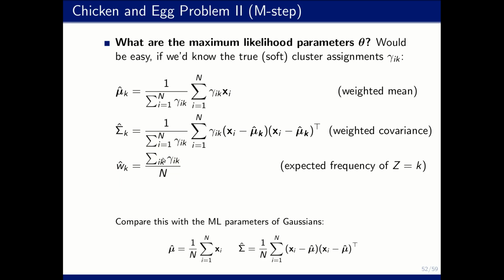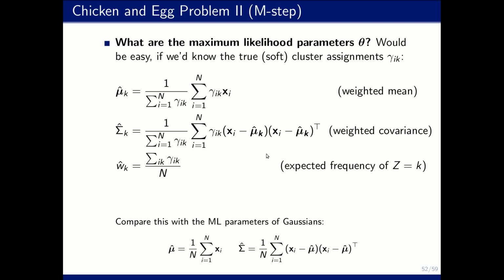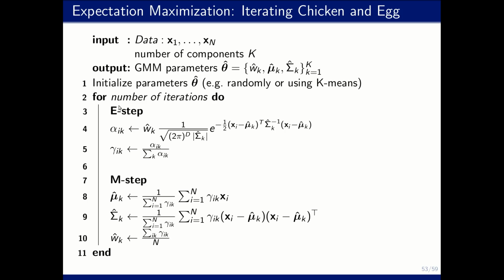Which component has actually produced my data? If the parameters were given, the answer would be gamma ik. And if the gamma ik's, the cluster assignments, were given, what are the maximum likelihood parameters? Then this would be the answer. Now the story of EM is that we just iterate these two problems. So here's the expectation maximization algorithm, iterating the chicken and egg problem.